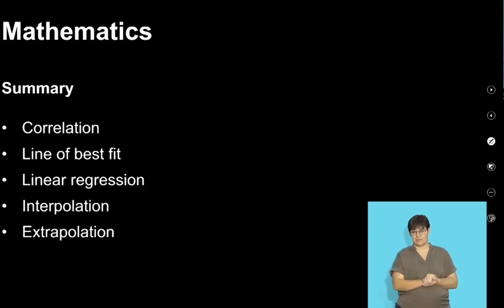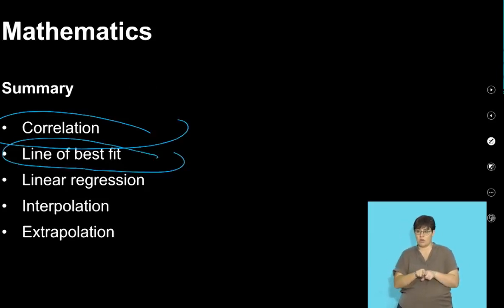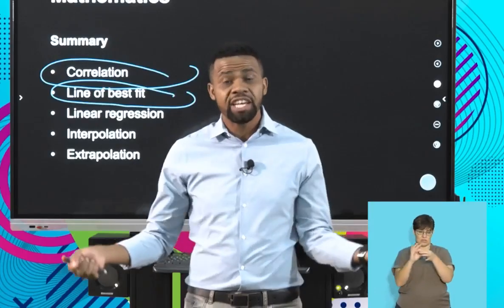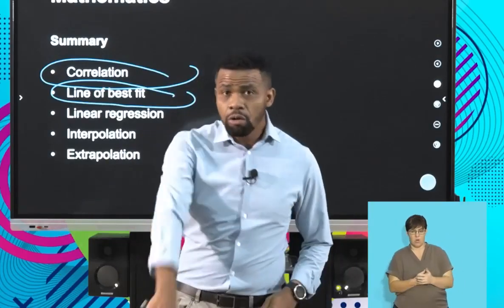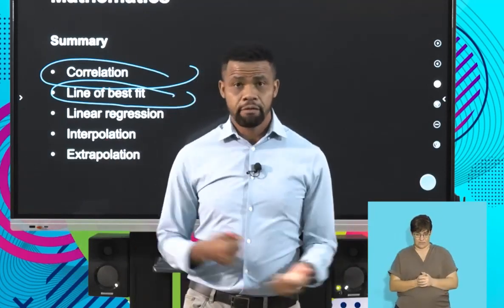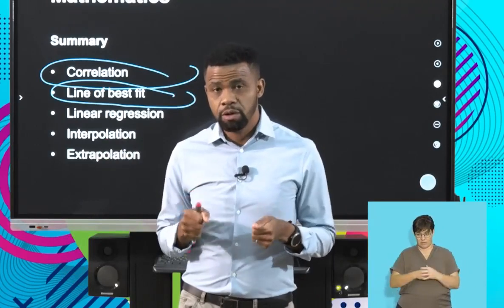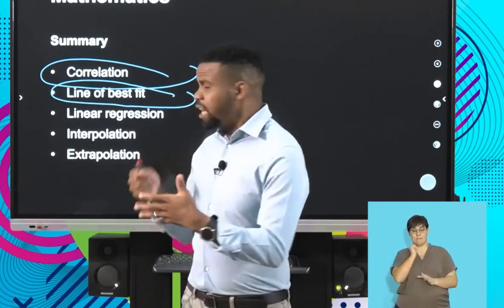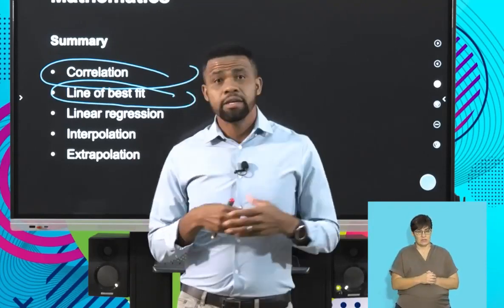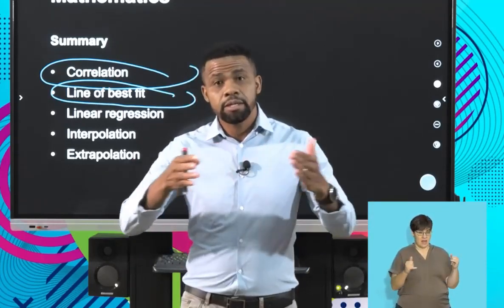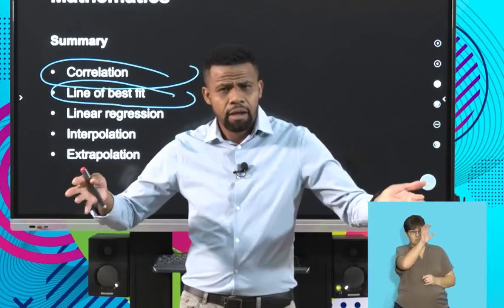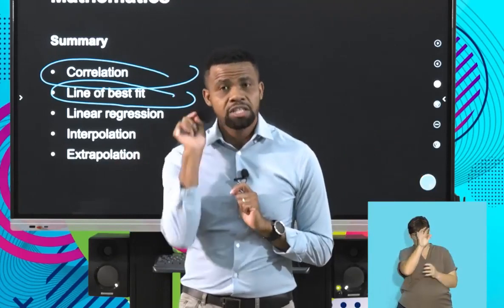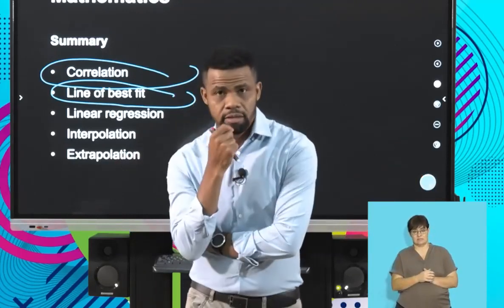So now let's look at our summary. We looked at correlation, we looked at the line of best fit, and we looked at linear regression, interpolation, and extrapolation. Okay, very important. Correlation, we're talking about association. Strong correlation, no correlation, or weak or negative correlation or something of that nature. It talks about the association between the two variables. The line of best fit is what? It's a straight line on a scatter plot, but it must pass through the mean. That's the line of best fit.